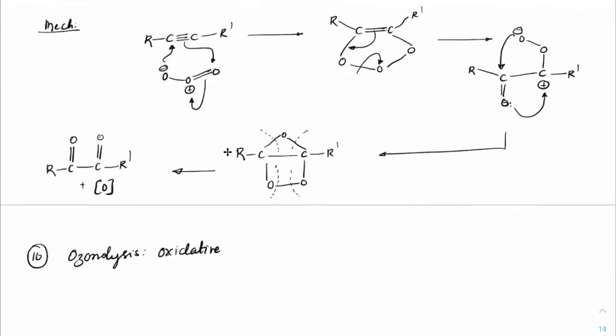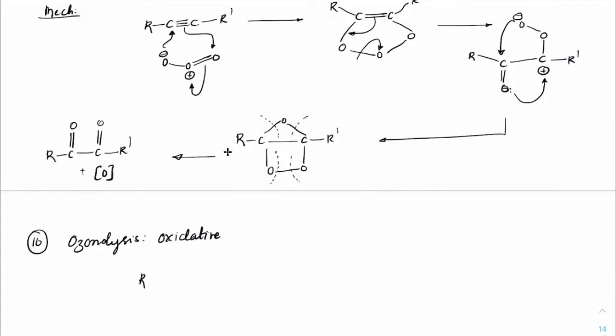So what is the difference here between reductive and oxidative? See RC triple bond C R dash, which is forming here. First it will react with O3, second it reacts with H2O to give RCOOH plus R dash COOH.